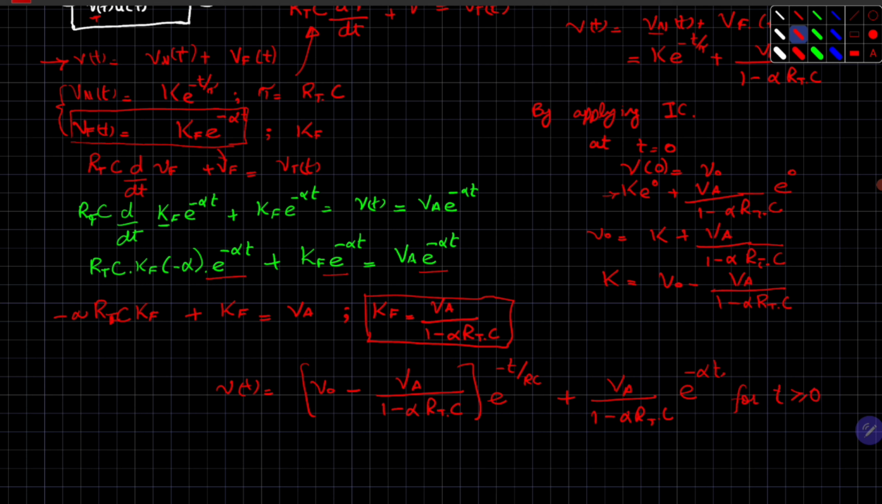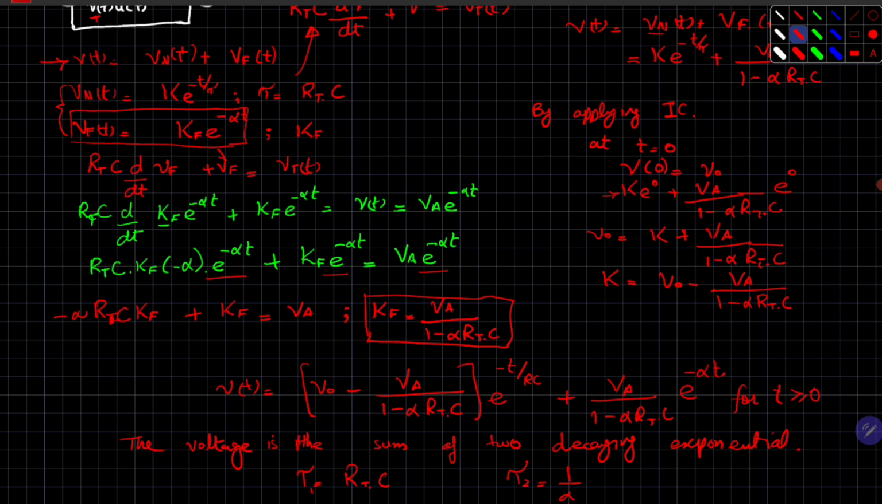So what conclusion do we draw here? The voltage across the capacitor is the sum of two decaying functions. Here you can see that there are two time constants. One is tau 1, which is equal to R Thevenin times C, and the second time constant is equal to 1 over alpha.